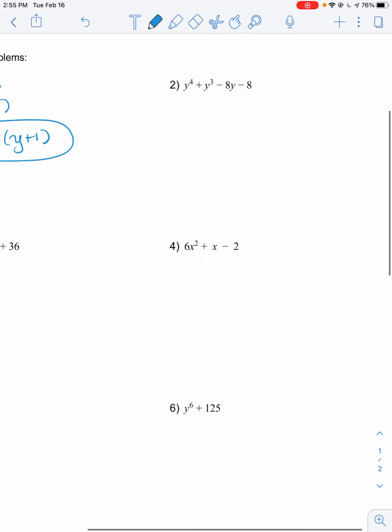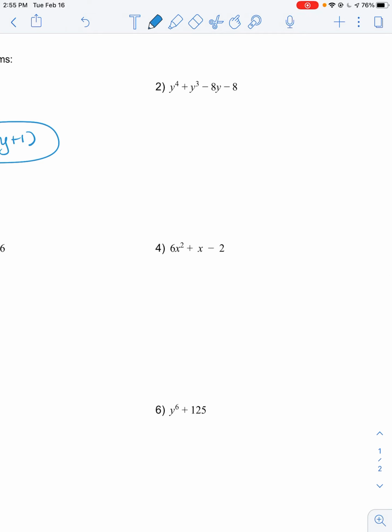When I'm looking at number 2, this is a four-term polynomial. And we said in Math 21, our four-term polynomials can be factored by grouping. So the GCF of this first group is y cubed, and I'll get y plus 1. The GCF of the second group is negative 8, and I end up with y plus 1. So the GCF of this group is y plus 1. What's left over is the y cubed minus 8.